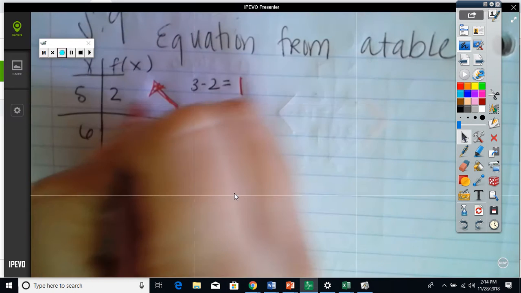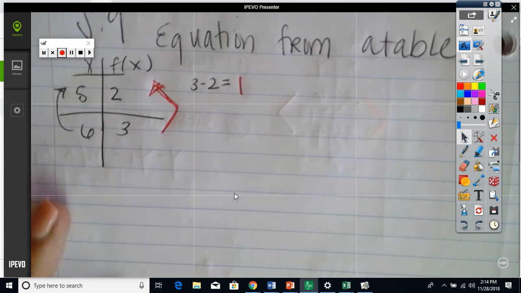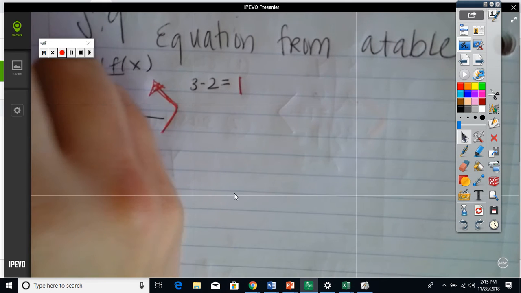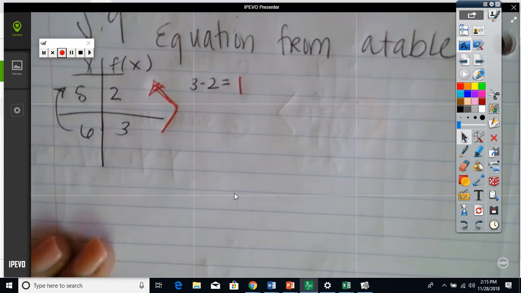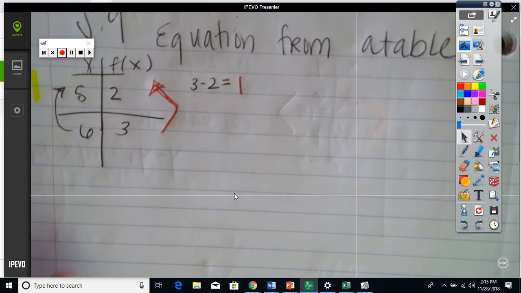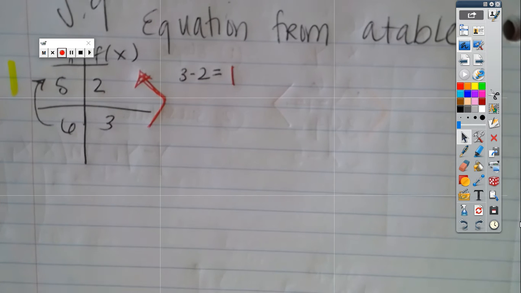Y goes on top. Those are the y values. And then I go from here to there. And then that would be 6 minus 5. And what do I get? Thank you, Oscar. 1. Say again? Yeah, that's a 5. It's always.